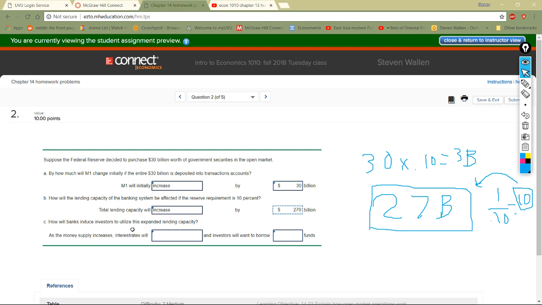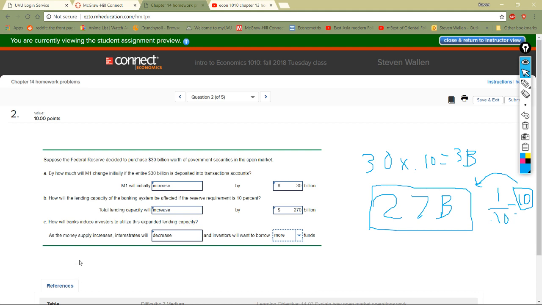How will banks induce investors to utilize this expanded lending capacity? As the money supply increases, interest rates will decrease. If there's more money in the money supply, people are competing for loans because there's so much more money out there. So the interest rates will decrease because we're going to be competitive. I'm going to offer you low, cheap loans because I need to be competitive. As the money supply tightens, though, money becomes more valuable, meaning I can then increase the rates for those loans because it's harder to get a loan. And investors will want to borrow. If money's cheap, people want to borrow more. That's just all there is to it. If people are competing to give out loans, then investors want to borrow more of it because they're getting a great deal on the money.